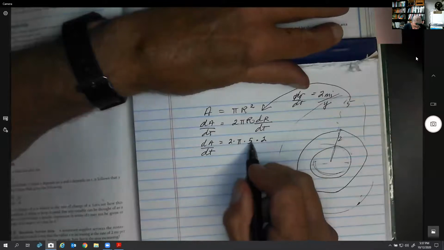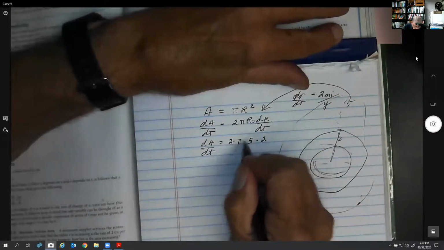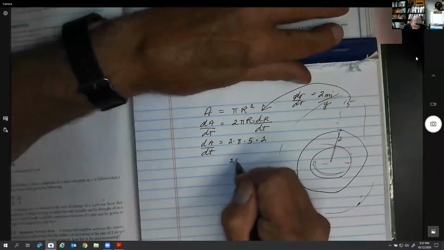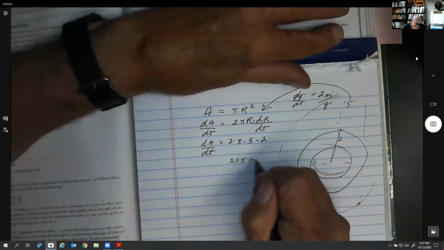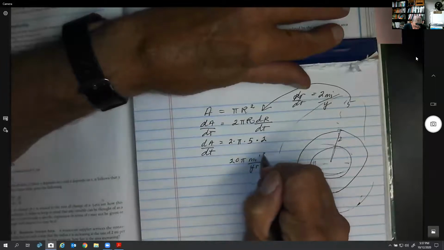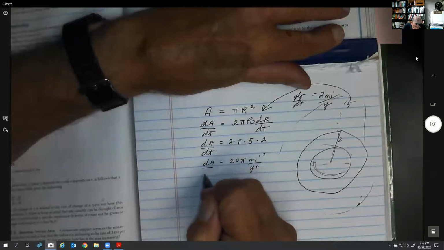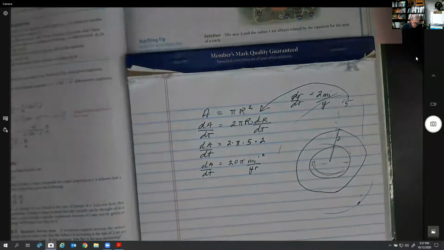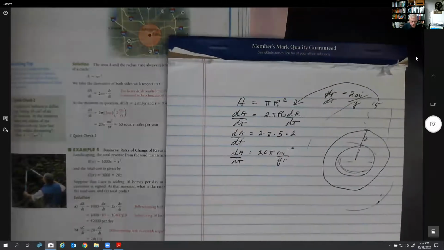So it's 2 times 5 is 10. 10 times 2 is 20. 25 miles per year. And it'd probably be square miles, I wonder. And that's how fast the area is changing. So it's 25 miles per year.